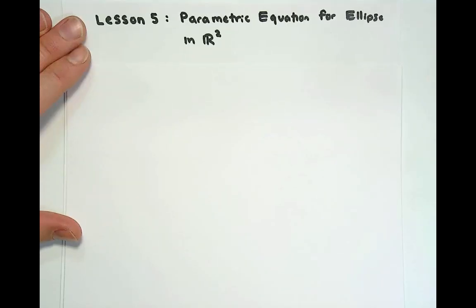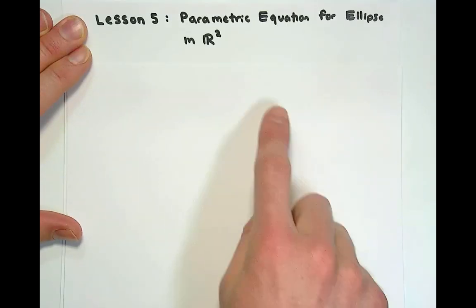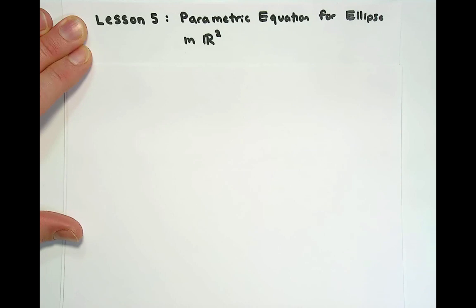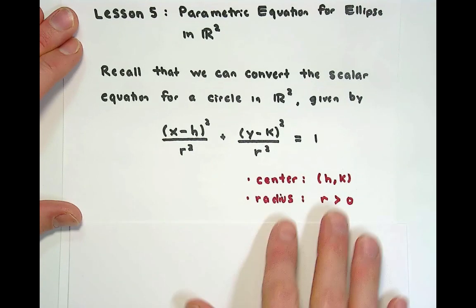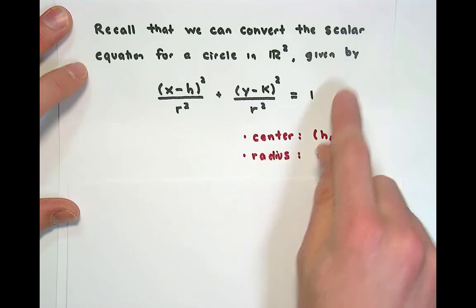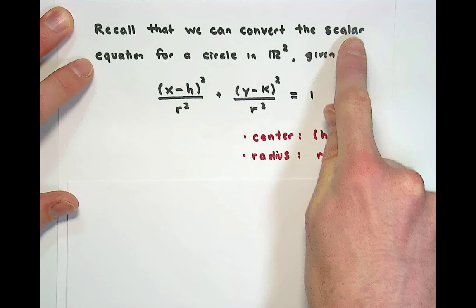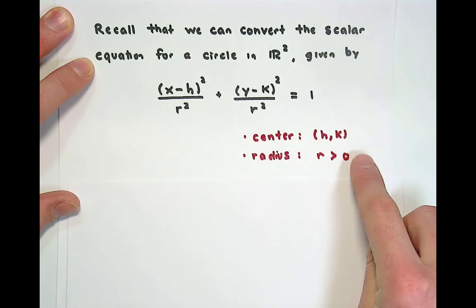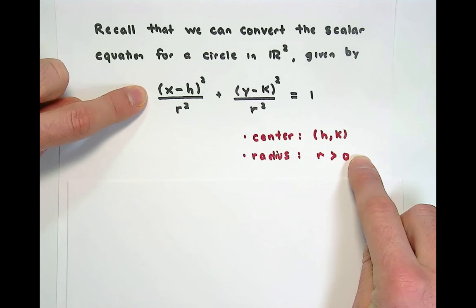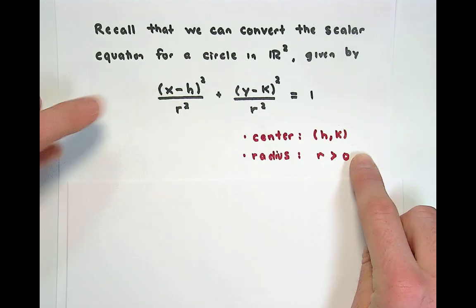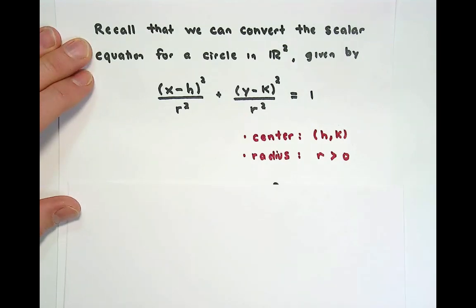Welcome back. In this video we're going to talk about the general parametric equation for an ellipse in R2. Recall that in a previous video we talked about the scalar equation for a circle which had center h, k and radius r as given by (x minus h) squared divided by r squared plus (y minus k) squared divided by r squared equal to 1.